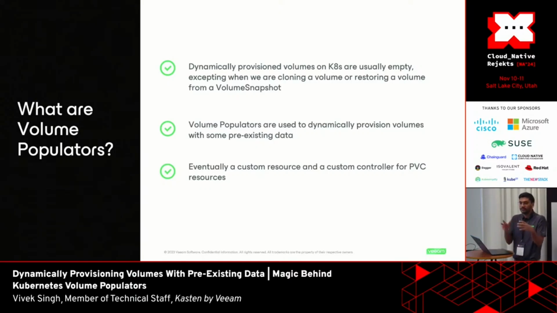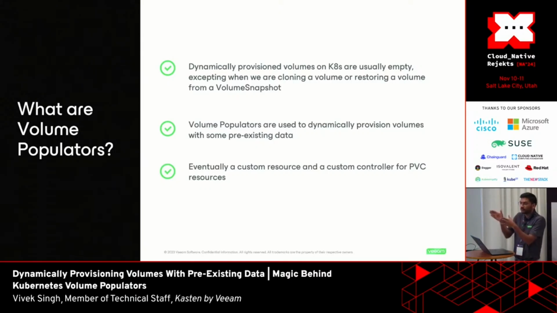I'm emphasizing most of the times because in some cases, even without volume populators, you can create Kubernetes volumes with some data in it. The source of that data can either be another PVC, so that use case would be cloning a persistent volume, and the other use case is restoring a volume snapshot. So you can create a PVC with some data even without volume populators, but you are just limited to certain number of sources for your PVC.